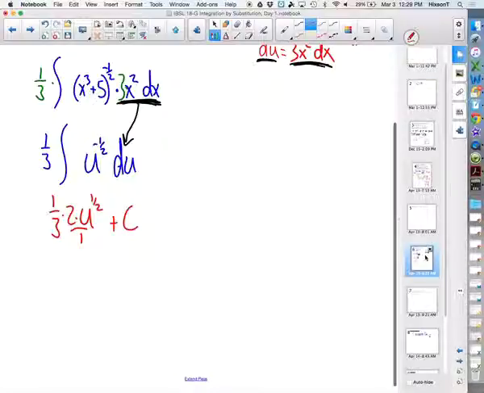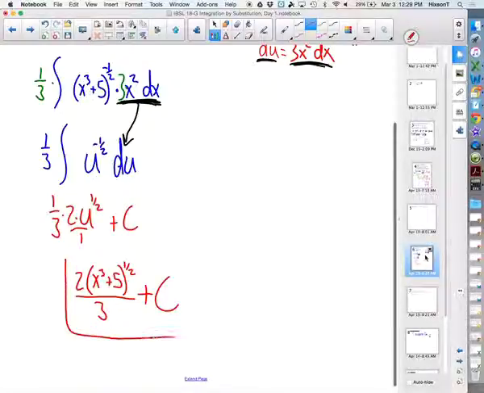So our u was an x cubed plus 5. That's square root. And then we have a 2, and it's over 3. Plus c. Yeah, plus c. Will we ever lose a point if we don't put a plus c? If you're asked for an indefinite integral, yeah. Oh wow. Would it be the accuracy point? I think so, yeah.